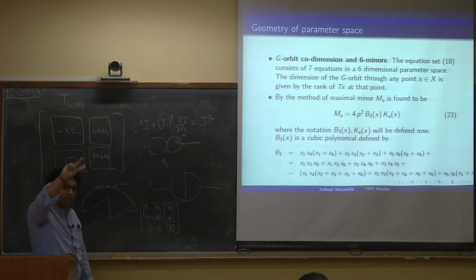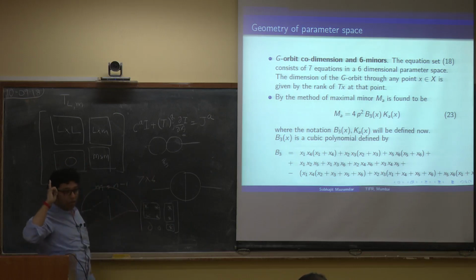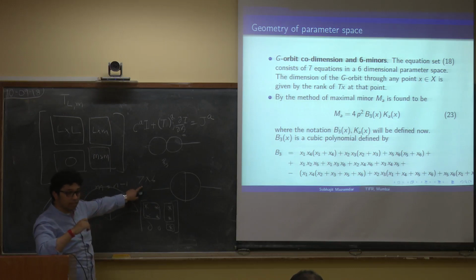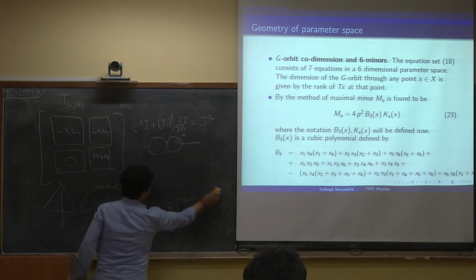No. See, there are two stabilizers. For example, this is a 7 cross 6 matrix, right? So as Shiraz said, there will be one vector which will give a linear combination of this. So if you take the maximal minor, that will give us a 7 dimensional thing. Now you have to take the next to maximal minor. This K is not the global stabilizer. So the global stabilizer is like this.